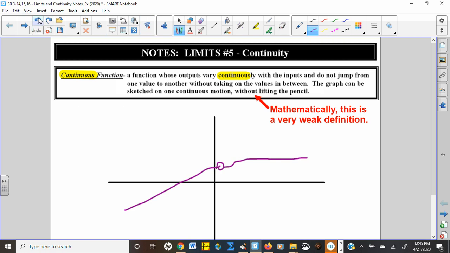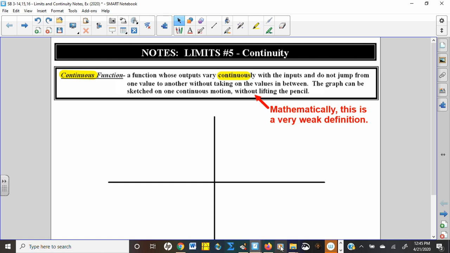we're gonna talk about how we can use limits to get a much stronger idea mathematically of what continuity really means. And yeah, we're going to review the different types of discontinuities as well. That is the goal of the day.